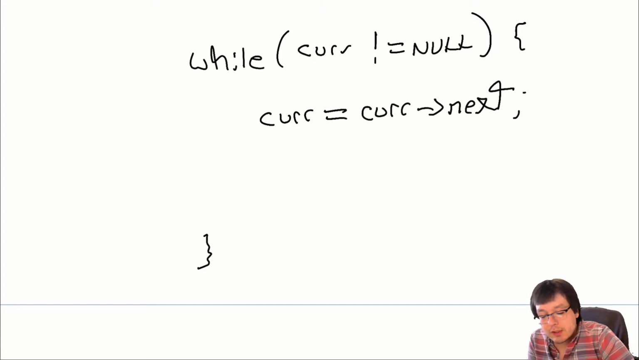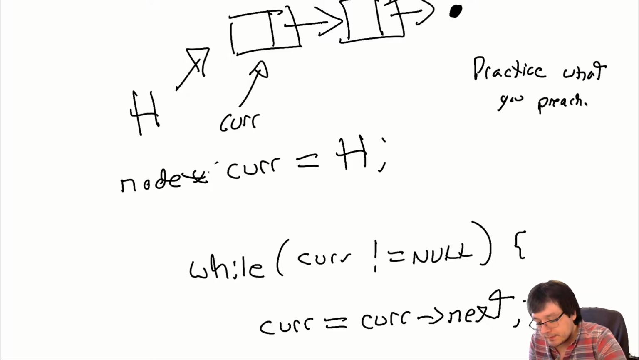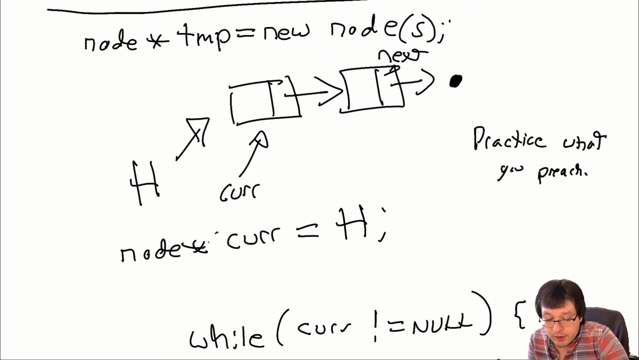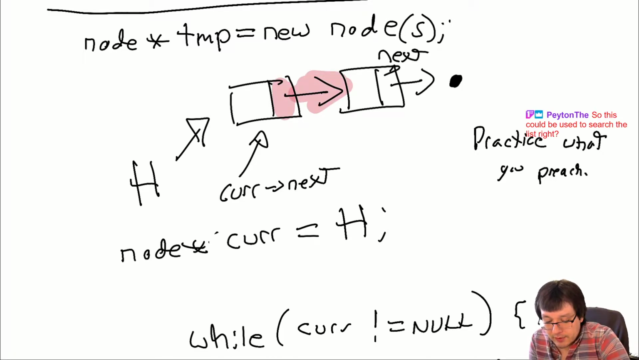I want you to see what this line of code is going to do. Cur next right now, because cur is pointing to the first node, cur next is the equivalent of this pointer right here. So that actually gives us access to that node.